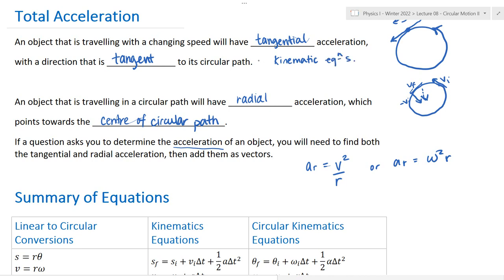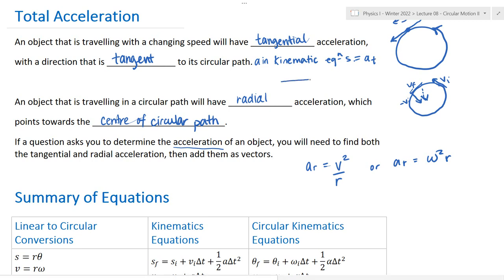Okay, so all the accelerations in the kinematic equations are referring to the tangential acceleration. They just normally don't put "tangential" in there, because normally kinematic equations are referring to objects that are moving in a linear fashion, and so the tangential acceleration is just implied.